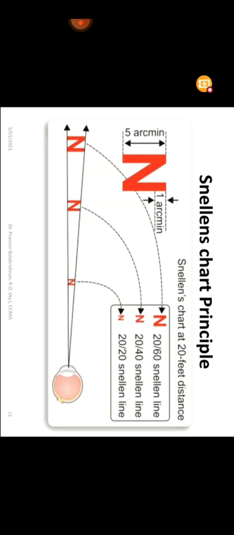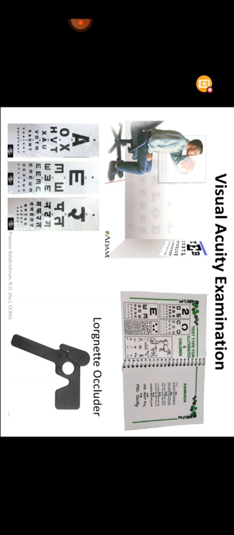So when you say that a person's visual acuity is 6/6, it means that the letter shown on the lowest line, which subtends an angle of 5 arc minutes, can be read at a distance of 6 meters. If a person reads only, say, 6/24, it means that a normal person can read this letter at a distance of 24 meters, but this person can read it only at 6 meters. So you see the difference.